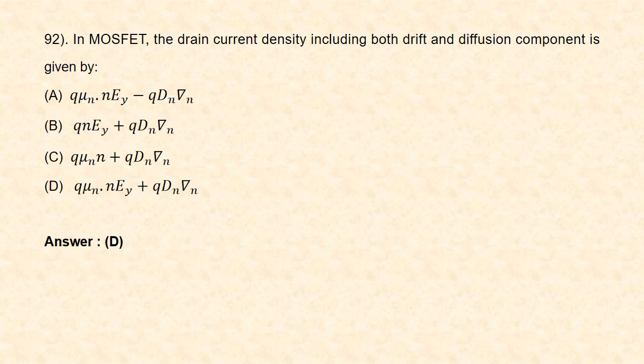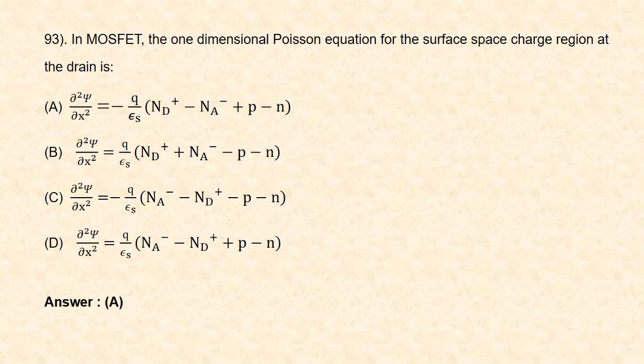So option D is the correct answer. In MOSFET, the one-dimensional Poisson equation for the surface space charge region at the drain is given by the formula d²ψ/dx² = -q/εs (ND+ - NA- + p - n).